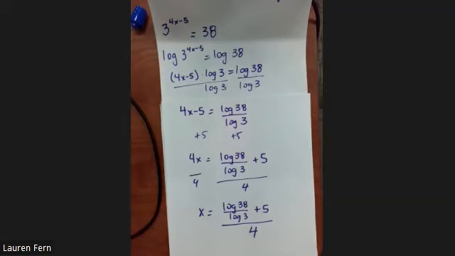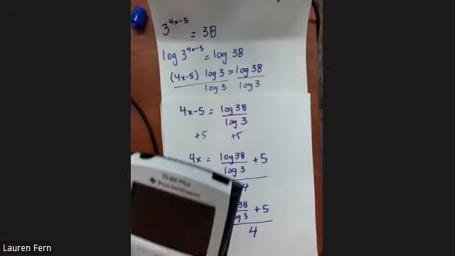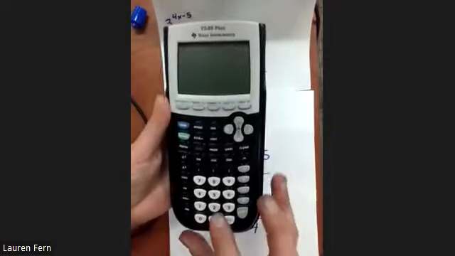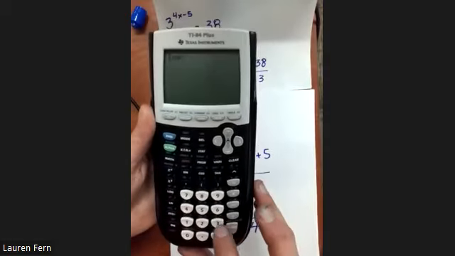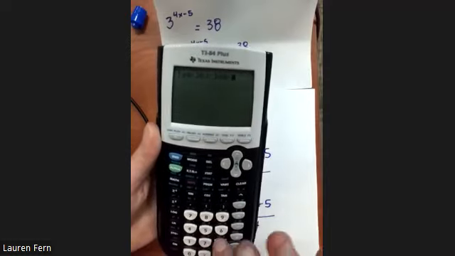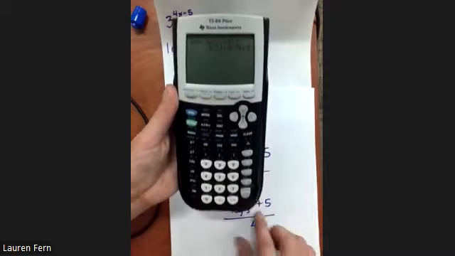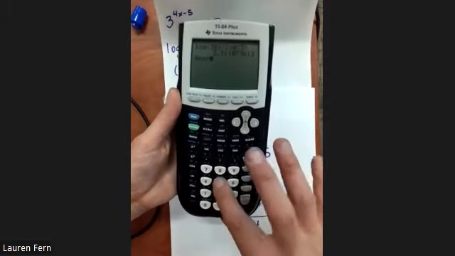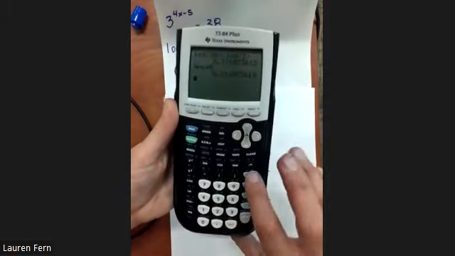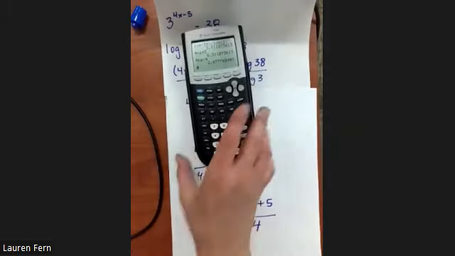Do you want to see how that would look in your calculator? Or do you all know how to? Yeah, okay. So what you would enter in your calculator is log 38 divided by log 3. I'm going to hit enter. Now I'm going to add 5, enter, divided by 4. We get about 2.08.